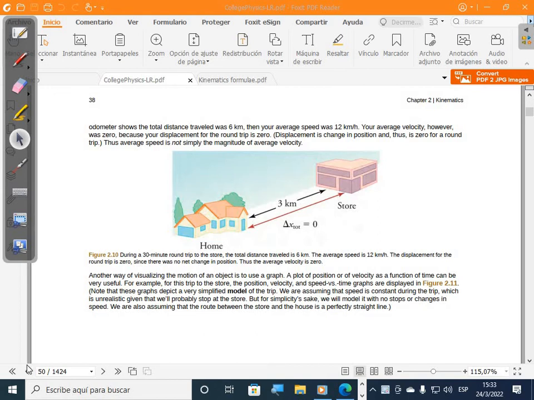Hello guys, well today we're going to analyze figure 2.10 from the book College Physics. You can find it on page 38 or 50.